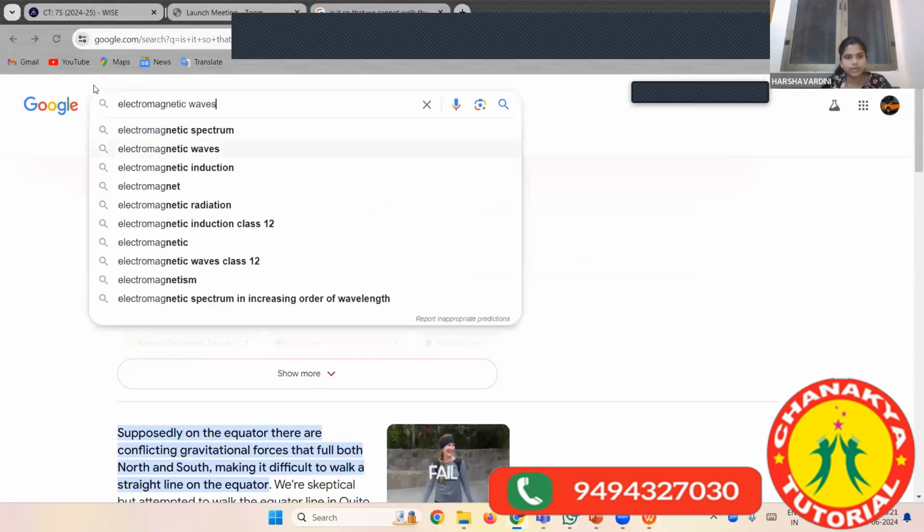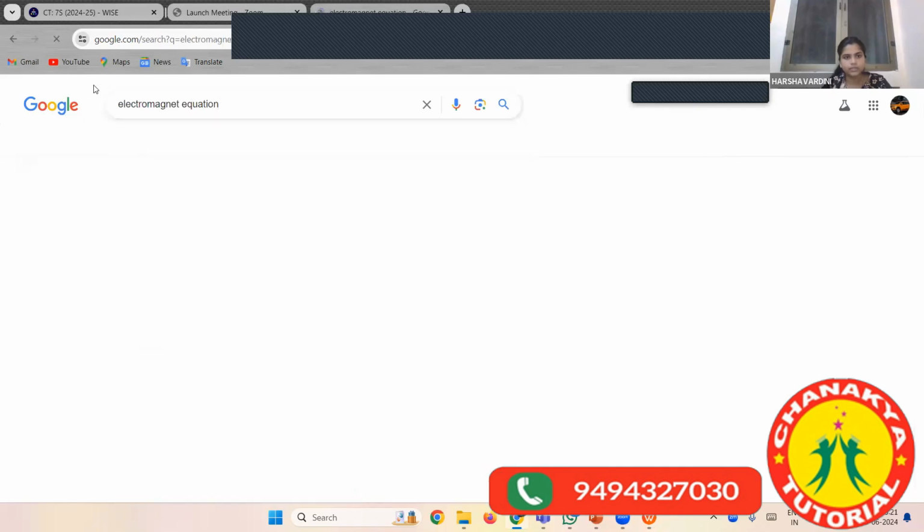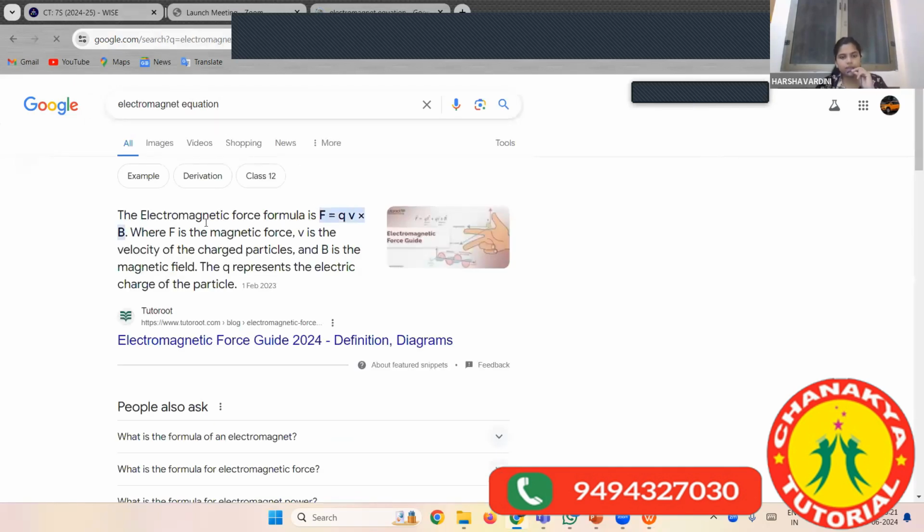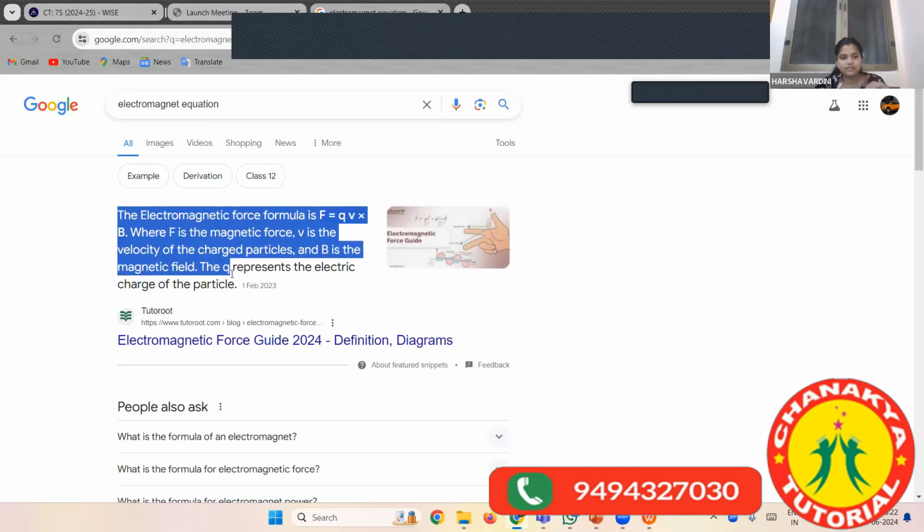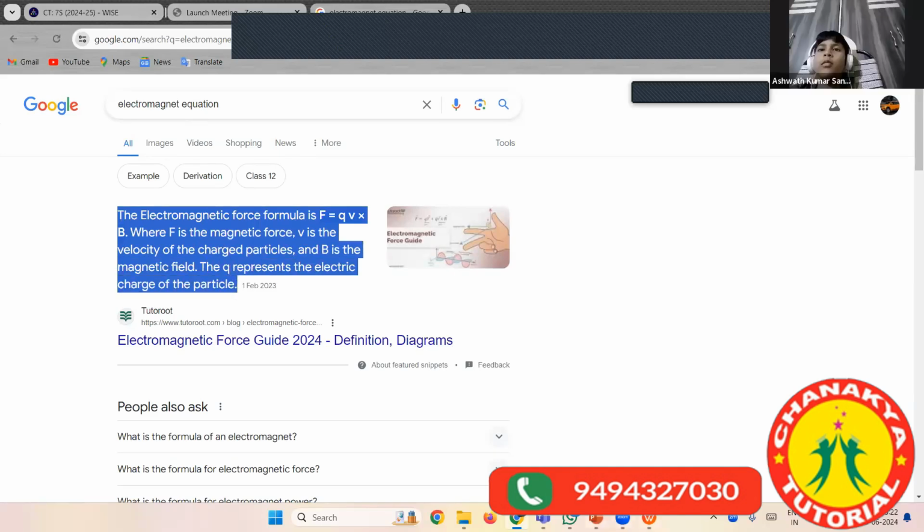Because now we will be looking at the electromagnetism equation. Force is directly proportional to Q V into B. This is the electromagnetic formula, where F is the magnetic force, V is the velocity of charged particles, and B is the magnetic field. Can you understand what this is? No. Ma'am, what is B? Magnetic field.